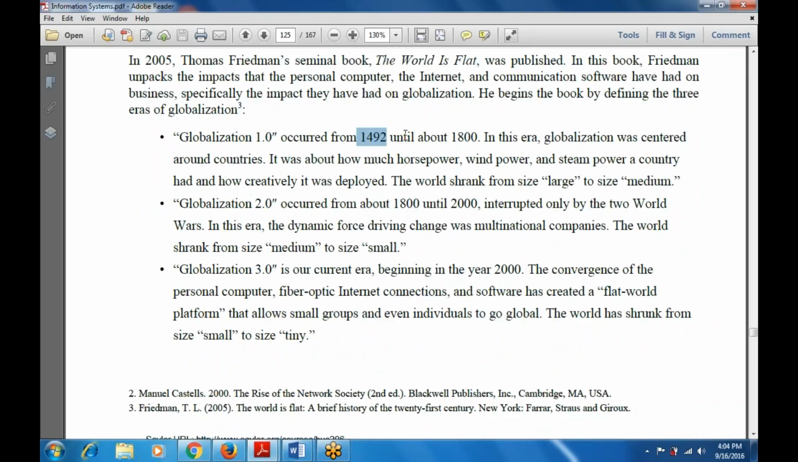Globalization 1.0 occurred from 1492 until about 1800, and in this era globalization was centered around countries, and it was about how much horsepower, wind power and steam a country used. So globalization 1.0, 2.0 and 3.0: 1.0 from 1492 till 1800, then 1800 till 2000 is 2.0, then 3.0 beginning in the year 2000.